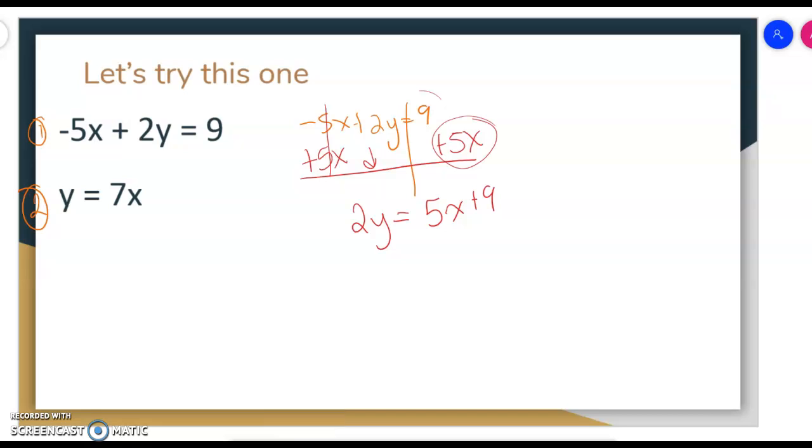Remember, this x cannot be combined with that 9 because the 9 does not have an x. So now I have 5x plus 9. Okay. Is y by itself? Nope. I have to divide everything by 2. So now I have y equals 5 over 2x plus 9 over 2. So now they're both in y equals mx plus b form.